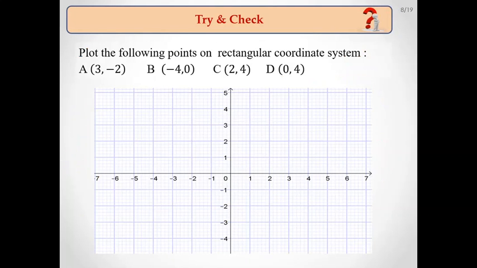Now let's try to do it again here. Plot the following points on the rectangular coordinate system. Plot means show, like draw it. We will locate and show the points here. 3, minus 2. On the x-axis, x is equal to 3, and on the y-axis, minus 2. So we take the vertical line, and minus 2 is on the y-axis here, so you take the horizontal line, so it becomes the point 3, negative 2.